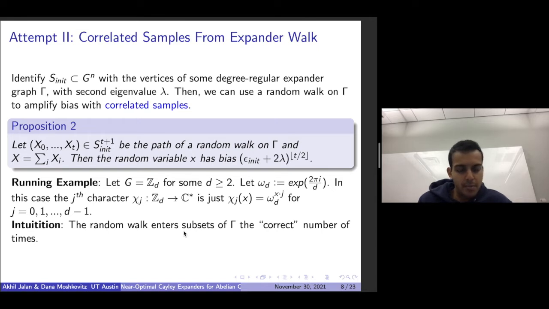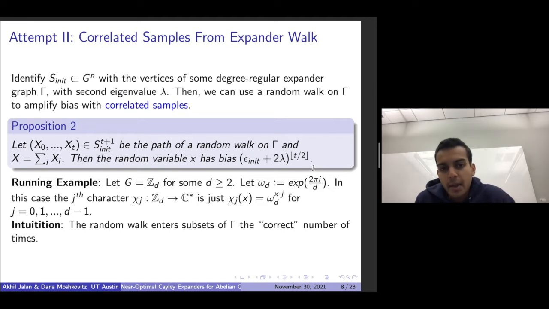So let's define another attempt which will still fail, but it'll be better than the previous one. Let's identify the initial generating set with the vertices of some expander graph gamma, and let's assume that this graph gamma has a really small second eigenvalue. So then what we'll do is we'll use a random walk on gamma to amplify bias as follows. Suppose we have some path, which corresponds to some possible run of the random walk, and then add up the elements on that path like before. Then I claim that the random variable, which is just the sum of these elements, has a small bias, and it shrinks essentially by a factor of t over 2 instead of t like before.